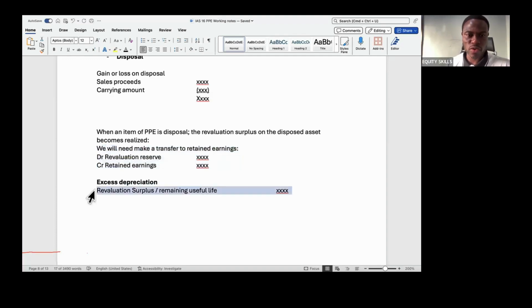So it makes sense to spread it over. Okay. Let's not dwell so much time on this because it's hardly in your exams. I hardly see it there. So just understand it and know it exists.